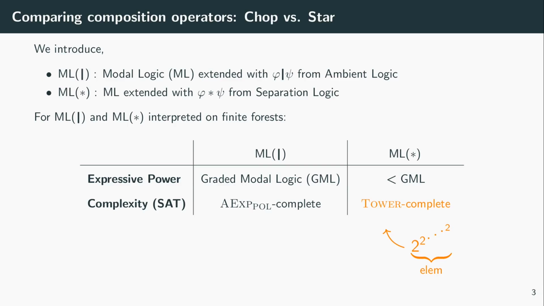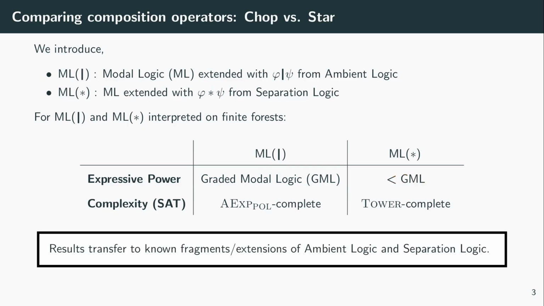Very surprisingly, the expressive power of ML star sits between modal logic and graded modal logic, and in particular is less expressive than graded modal logic, so less expressive than the chop operator, even though, I repeat, ML star is more complex in terms of satisfiability problem. And lastly, for these results on ML chop and ML star, we are able to close some open problems in both ambient logic and separation logic.